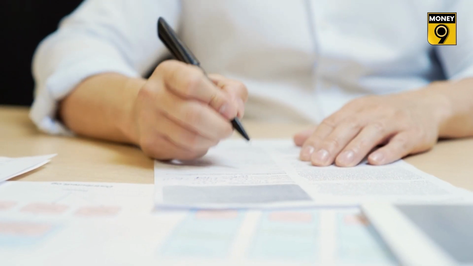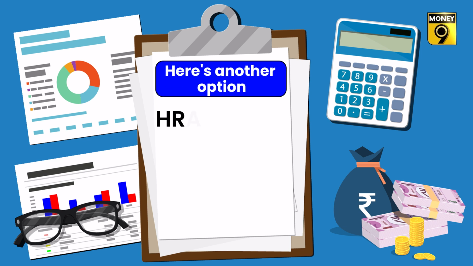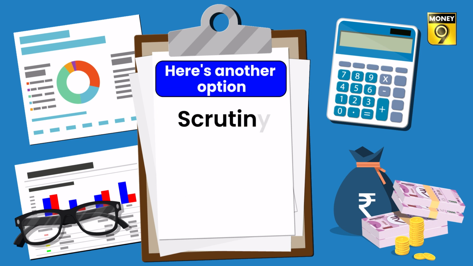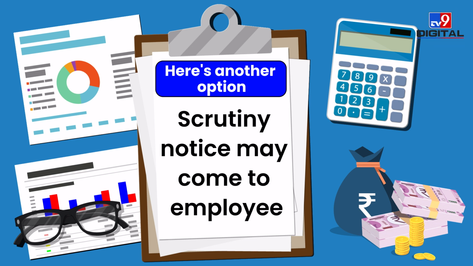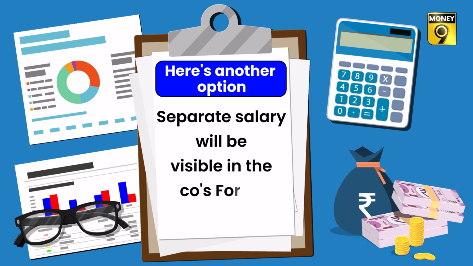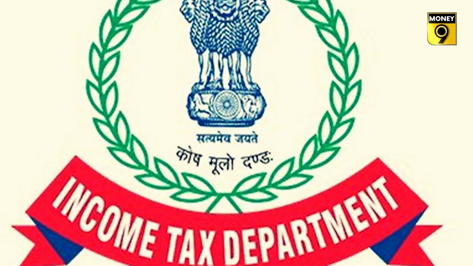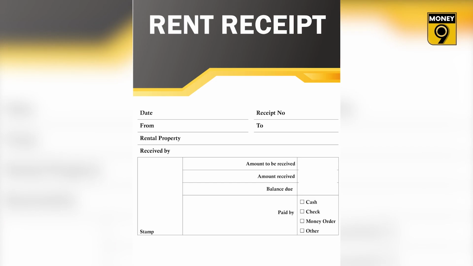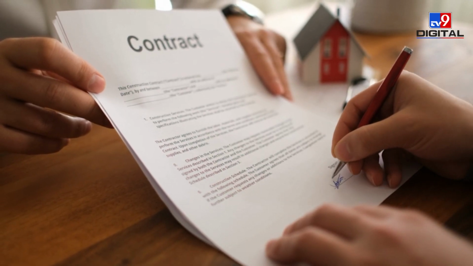In such a situation, the employee can claim HRA while filing the income tax return. However, in this case, the employee may receive a scrutiny notice. This is because there will be a difference between the income reported by the company in Form 26AS and the income shown in the ITR by the employee. The income tax department may ask about this difference. The employee at that time must have rent receipt and rent agreement along with landlord's declaration.